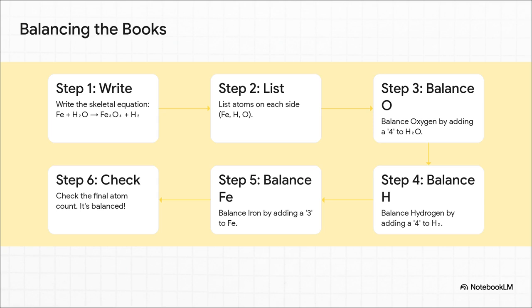This here shows the step-by-step for a reaction between iron and steam. Now, the trick is, you can only add big numbers, called coefficients, in front of the molecules. A good strategy is to start with whatever looks most complicated. In this case, the Fe3O4. When we fix the oxygen atoms first, it kind of sets off a chain reaction that tells us how to fix the hydrogen, and then finally the iron. It's like a little logic puzzle.